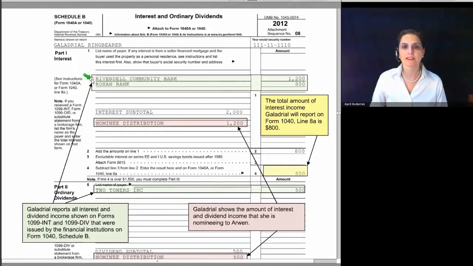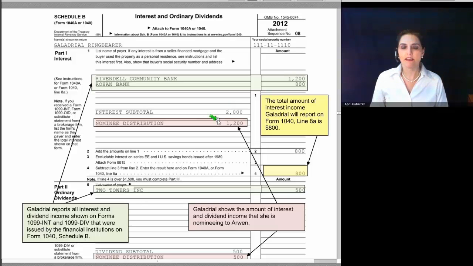She's going to fill out a Schedule B. And on the Schedule B, she's going to indicate all of the interest and dividends that were paid out to her during the year based on her receipt of 1099 DIVs and 1099 INTs. She's going to acknowledge Rivendell Community Bank. She's going to acknowledge Rohan Bank. And then she will do an interest subtotal. And here you can see that's $2,000.